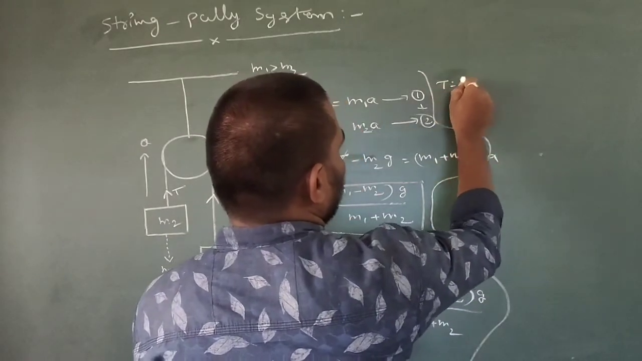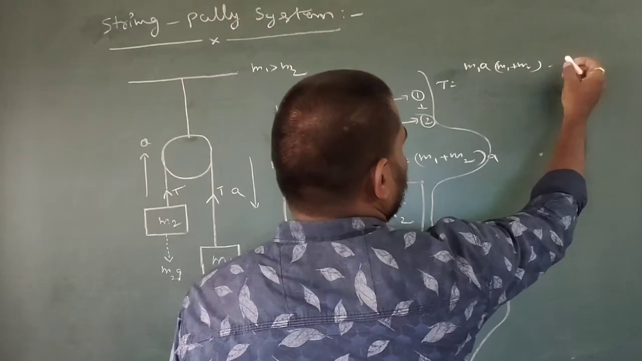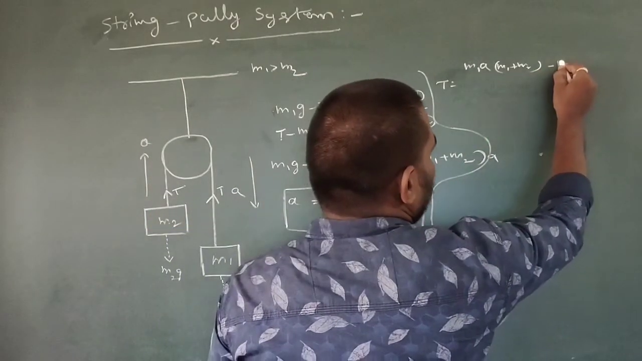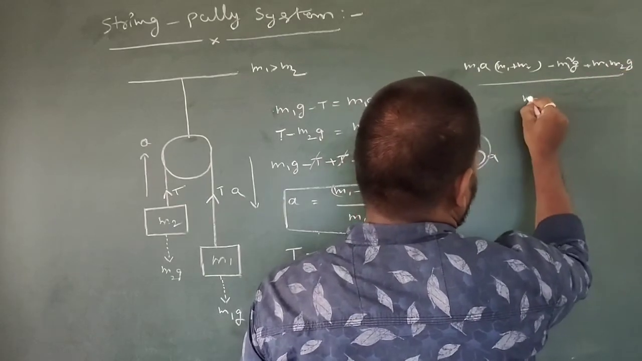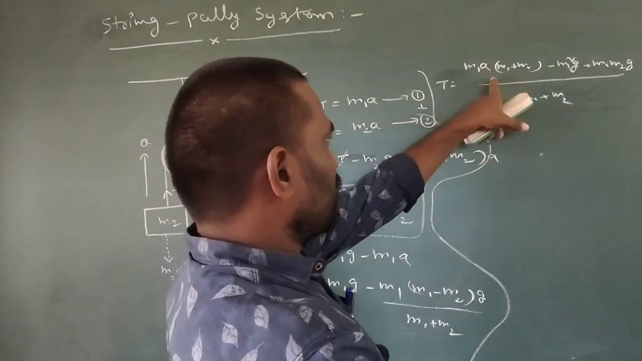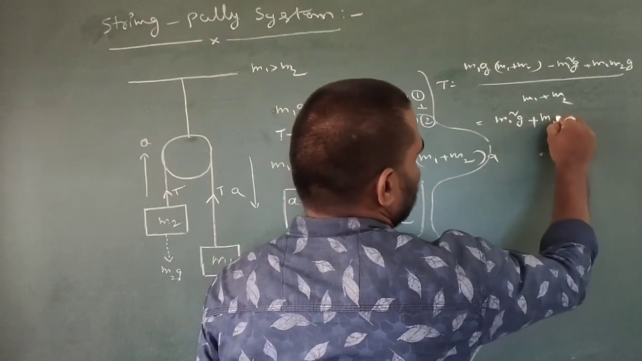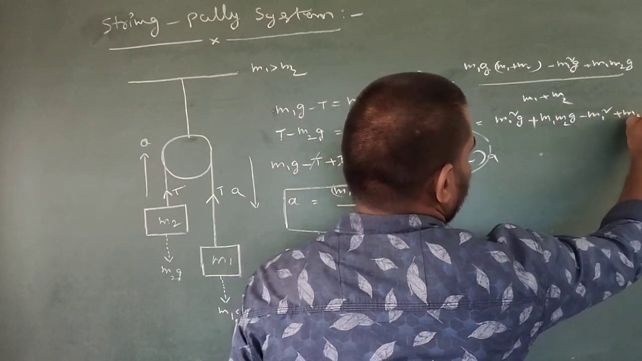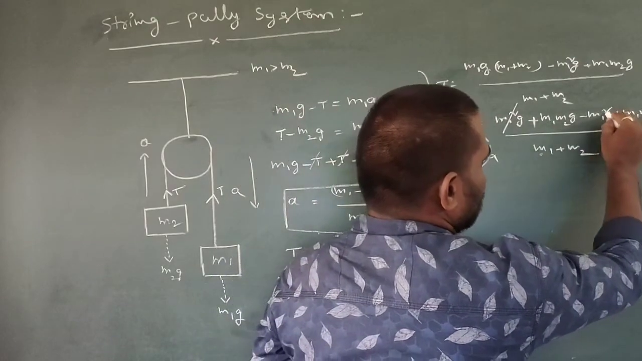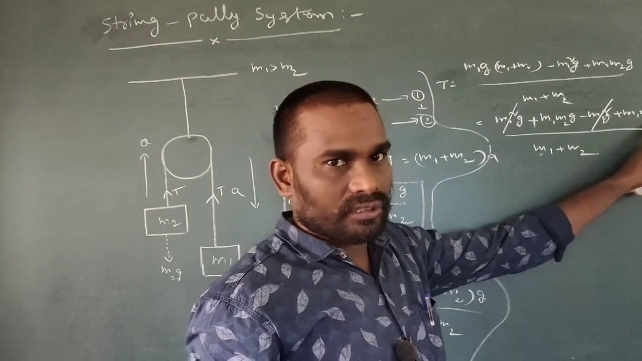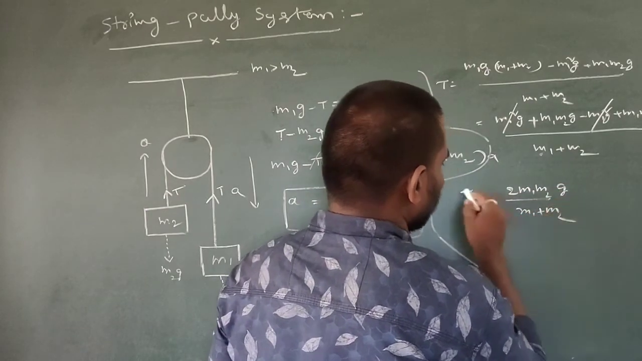Taking the LCM (m1 plus m2), T is equal to m1 into (m1 plus m2) g minus m1 into (m1 minus m2) g, all by (m1 plus m2). That is m1 square g plus m1 m2 g minus m1 square g plus m1 m2 g by (m1 plus m2). Then m1 square g minus m1 square g cancel. Finally m1 m2 g plus m1 m2 g, then 2 is there. Then tension T is equal to 2 m1 m2 g by (m1 plus m2). This is the tension in the string.